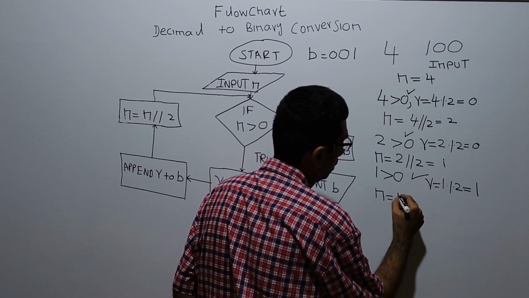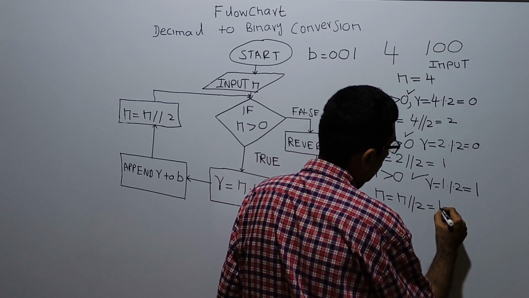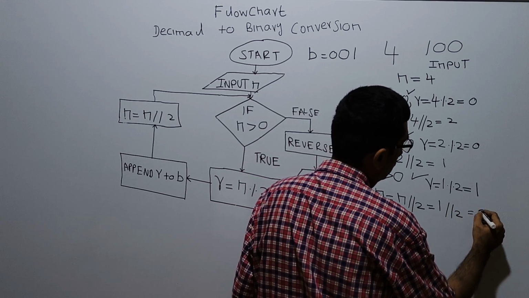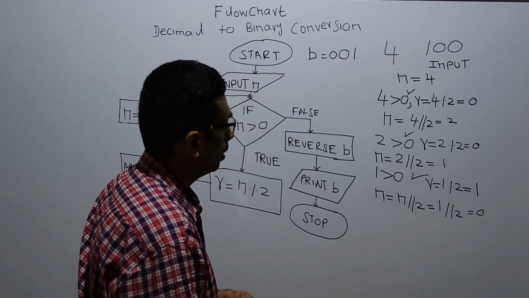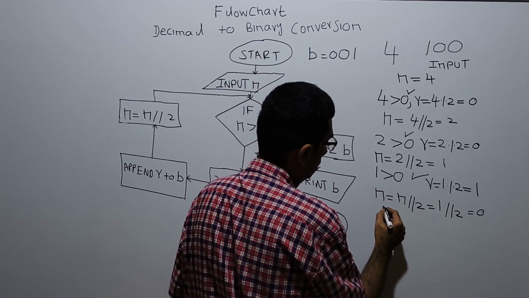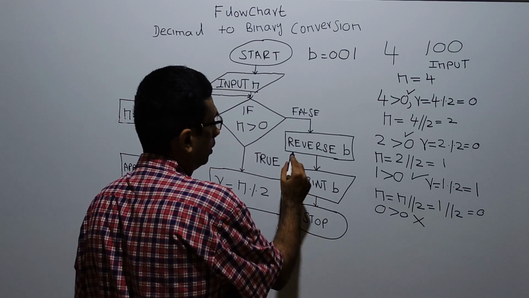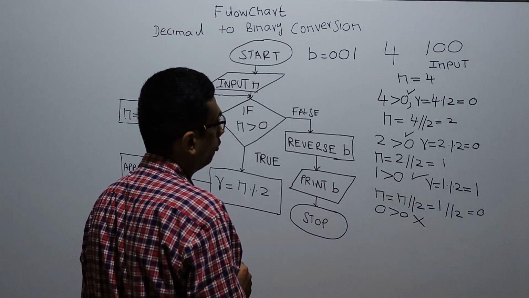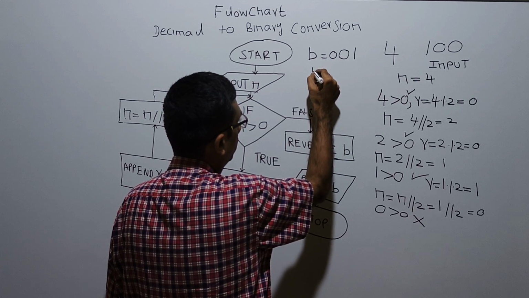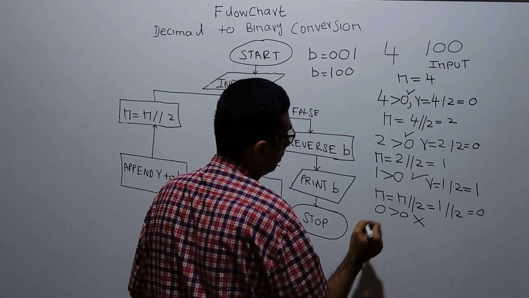N equal to n integer division by 2, which is 1 by 2, 0.5. The value is 0. And it will come out and check the condition 0 greater than 0, which is false. So it will do the reverse of b. So what is the reverse of b? 0, 0, 1. The reverse of b, now b becomes 1, 0, 0. I am printing the output.